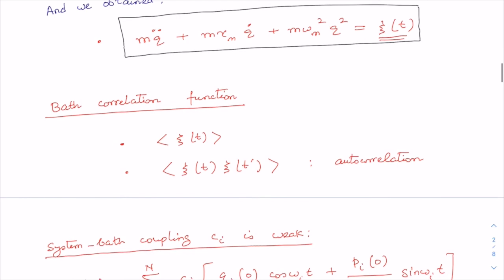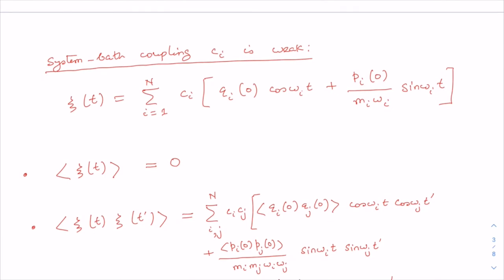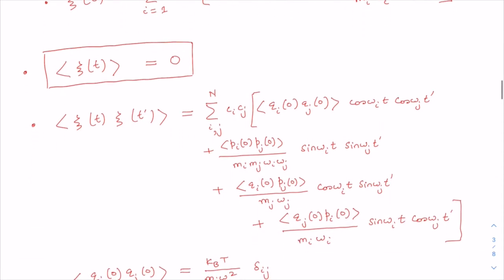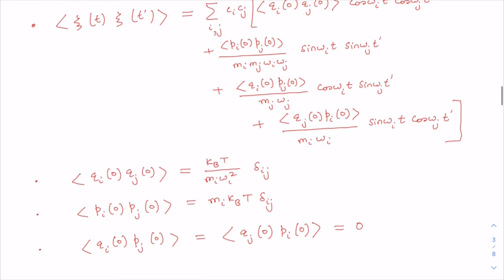Then we went on to calculate the bath correlation function. As xi of t is the Langevin noise and is related to the bath, we tried to calculate the first moment, that is the average of the Langevin noise, and its autocorrelation function, that is the second moment. Here we assume that the system-bath coupling is weak, and then the Langevin noise expression becomes a little simplified, and our calculation led us to the fact that the average value of the Langevin noise is zero.